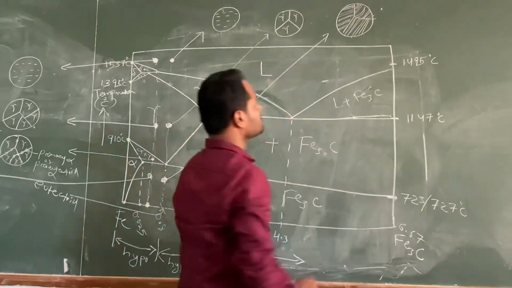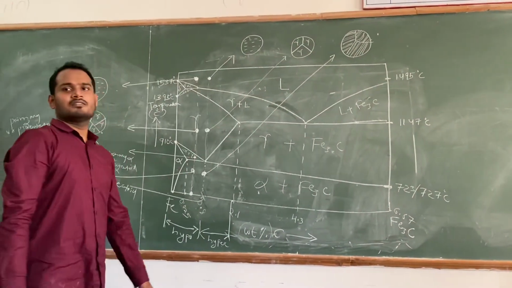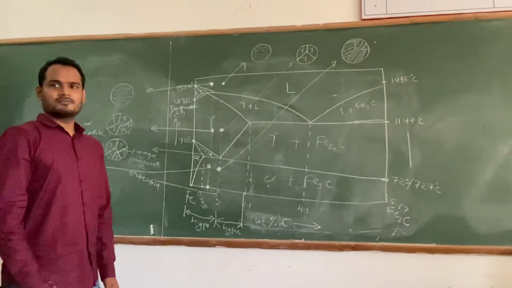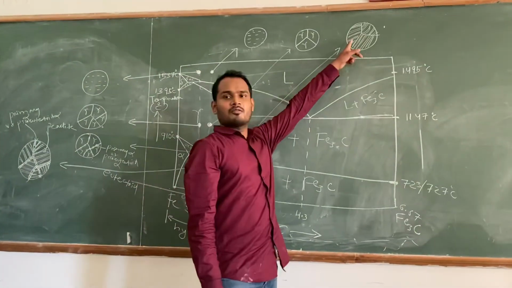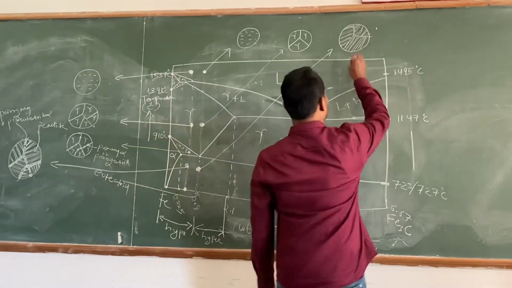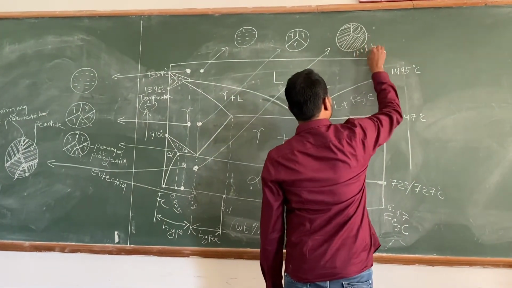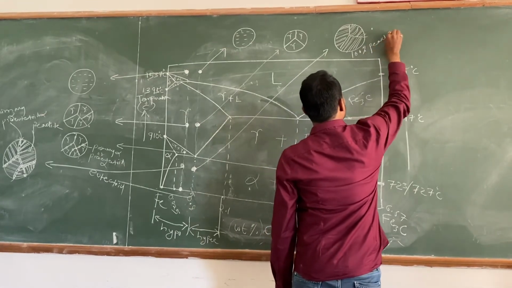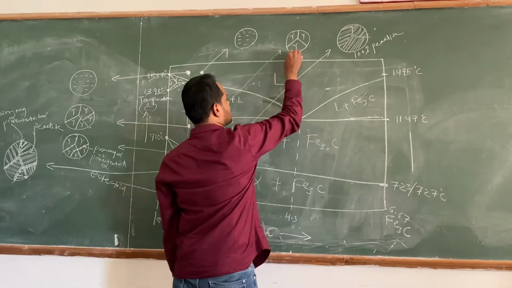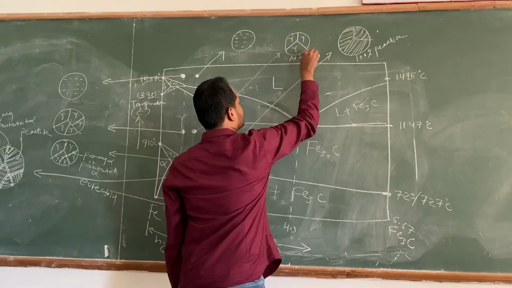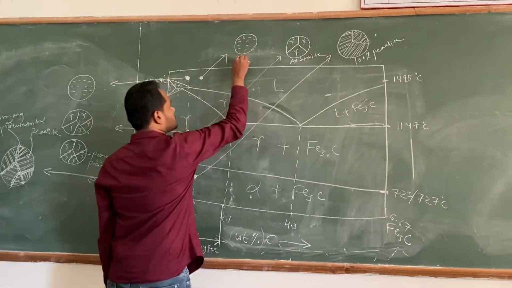Is okay. I have 100% perlite. There is no proeutectoid phase. Only grains containing perlites. So this is 100% perlite. This is gamma, austenite gamma. This is liquid.